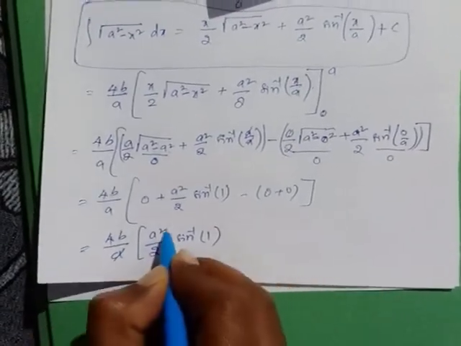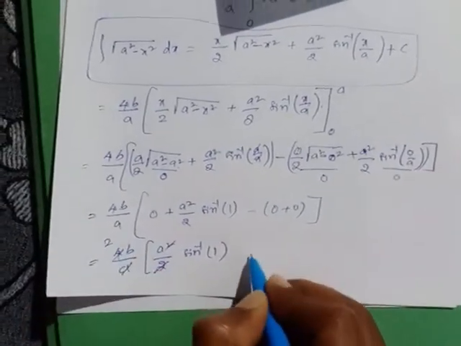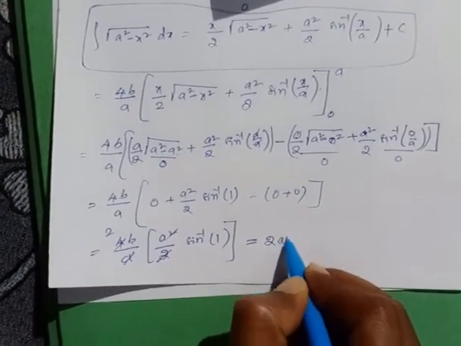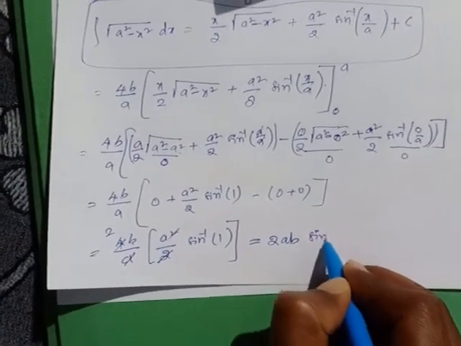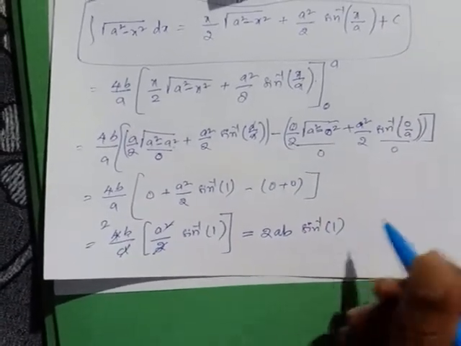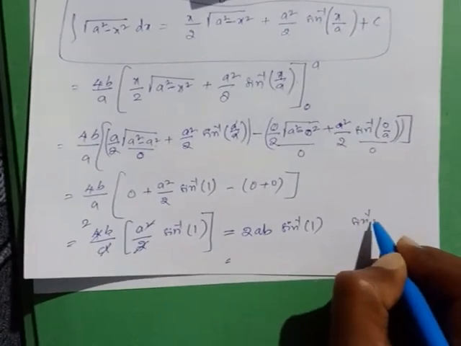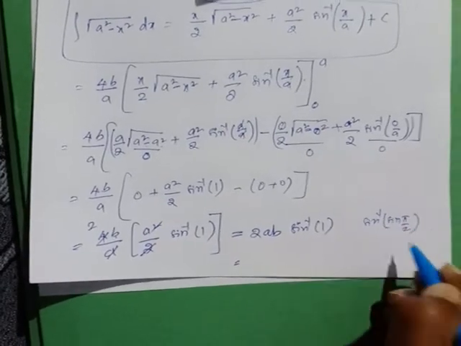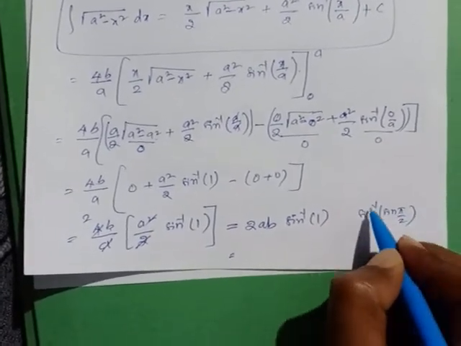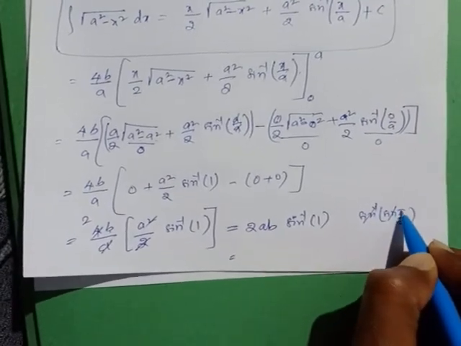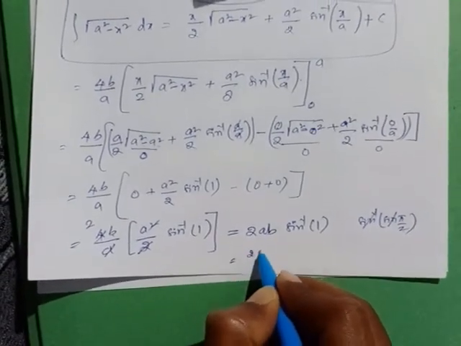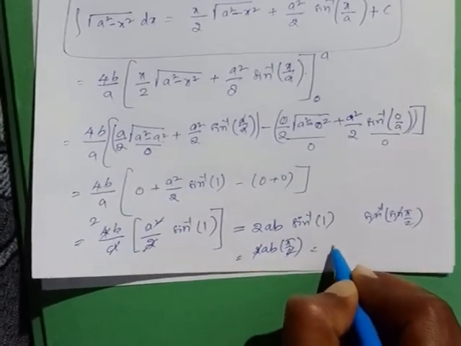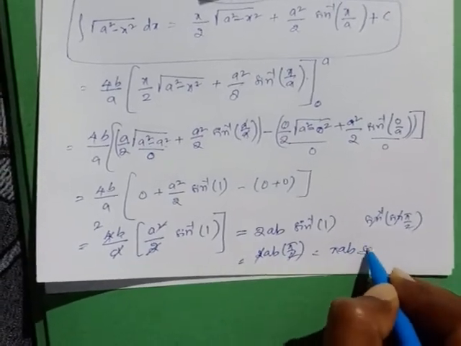See here, a square cancelled, 2 ones are 2, 2 twos are 4, that is equal to 2ab sine inverse of 1. We know that sine inverse 1 we can write as pi by 2. 2ab into pi by 2, the 2s cancel, remaining is pi ab square units.